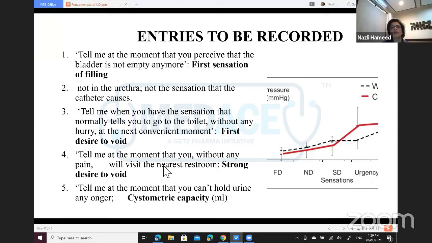The next question is, when is the time when you would normally go to the toilet? We are filling the bladder and simultaneously asking her to tell us when, under normal comfortable circumstances, she would go to the toilet and pass urine. That is recorded as the first desire to void. Then we ask her, when is the time when, without any pain, she would like to visit the nearest restroom, even if she's out in the market or busy at some social place. That is recorded as a strong desire to void. And when the patient says that she cannot hold the urine any longer, that is recorded as the cystometric capacity.